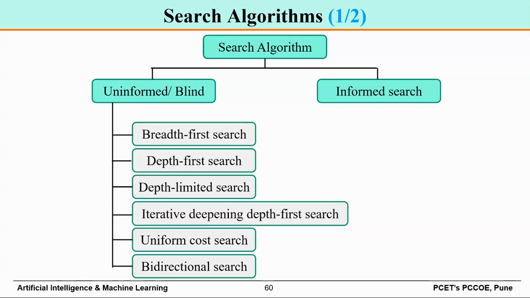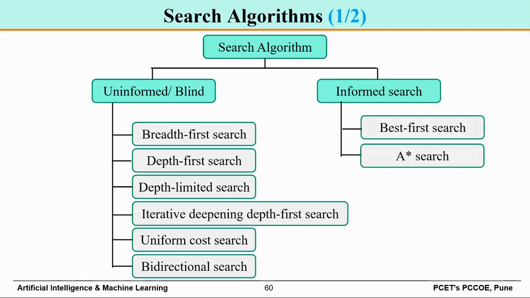Again, in uninformed search algorithms, these are the different types: breadth first search, depth first search, then depth limited search, and so on. So, you can see, there are six types of blind search algorithms. But the good thing is that these are not in our syllabus. Okay, great. You are happy, right?